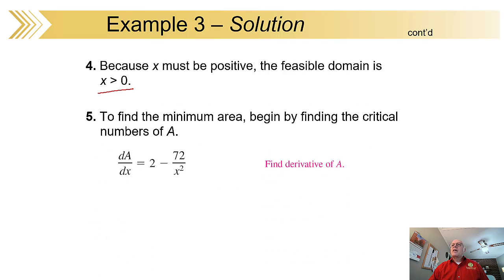Next, we want to find the critical numbers of A. Critical numbers, that means we're going to take the derivative. In this case, since we're working with the area, we want the area as small as possible so that we can use as little paper as possible. So here's our derivative. What do you think we do next? Set it equal to 0. Our derivative is equal to 0. That'll help us find our maximum and minimum points of x.